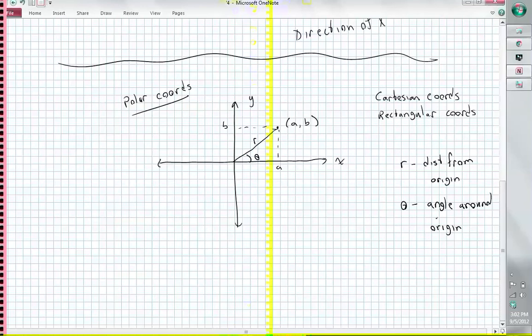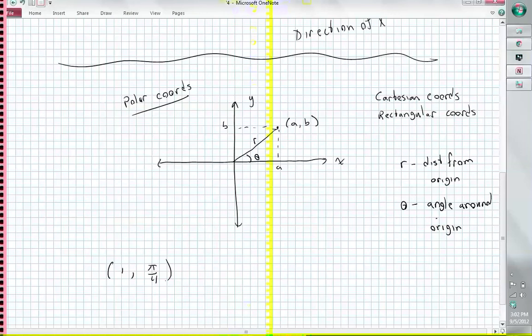So, for example, if I ask you where is (1, pi over 4), and we assume that that's polar coordinates, where are you going to put me? In Cartesian coordinates, what would it be? Root 2 over 2 up and root 2 over 2 over, right? So I'm kind of at pi over 4 on the unit circle.